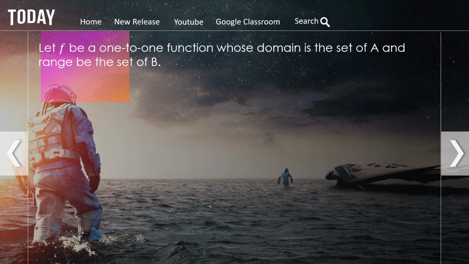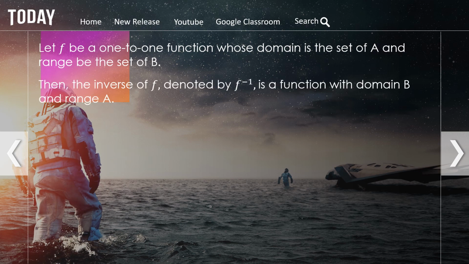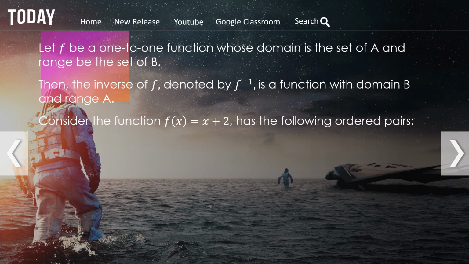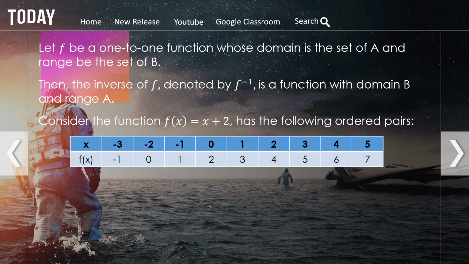So let f be a one-to-one function whose domain is the set A and range be the set B. Then the inverse of f, denoted by f to the power of -1, is a function with domain B and range A. Consider the function f of x is equal to x plus 2 and has the following ordered pairs: x with the values -3, -2, -1, 0, 1, 2, 3, 4, 5, for f of x with the following values: -1, 0, 1, 2, 3, 4, 5, 6, and 7.